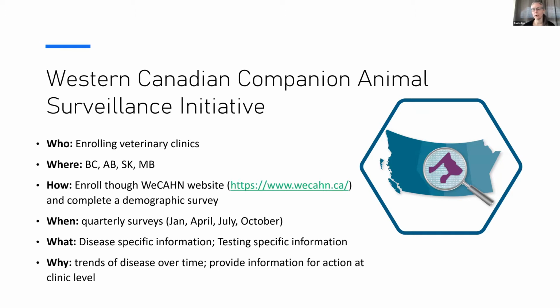So every 3 months, we put out a survey. It's meant to be a very short survey, not something that takes more than 10, 15 minutes if you had to fill in every box, but most people could probably fill it in in 5 minutes or less. It's designed to ask some disease-specific information, as well as some testing-specific information, which I'll show some screenshots of in a minute. And essentially, it's there so that we can look at trends over time.